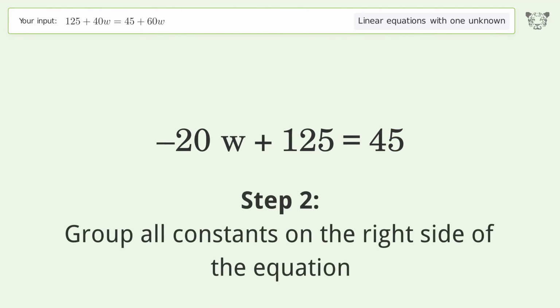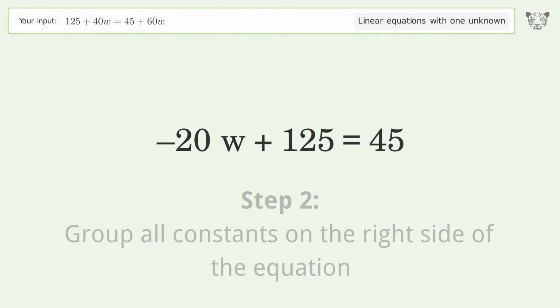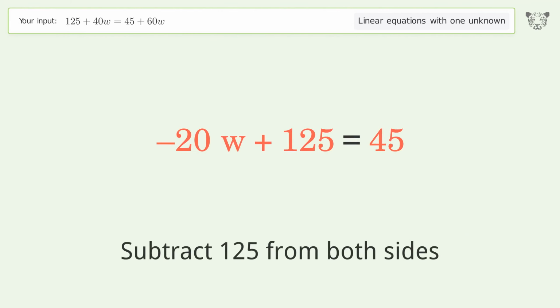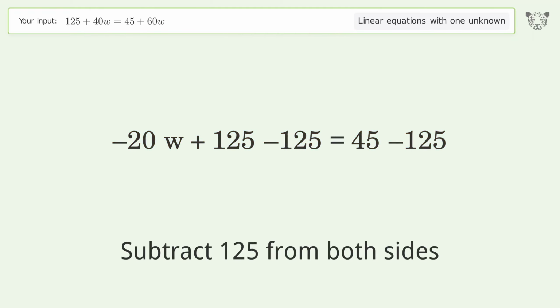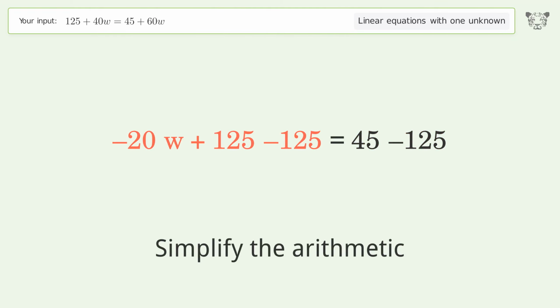Group all constants on the right side of the equation. Subtract 125 from both sides. Simplify the arithmetic.